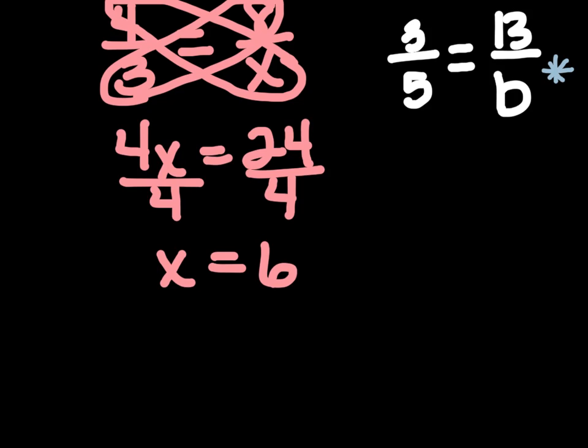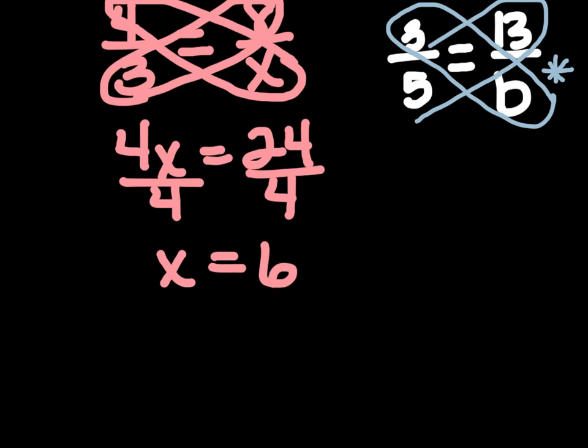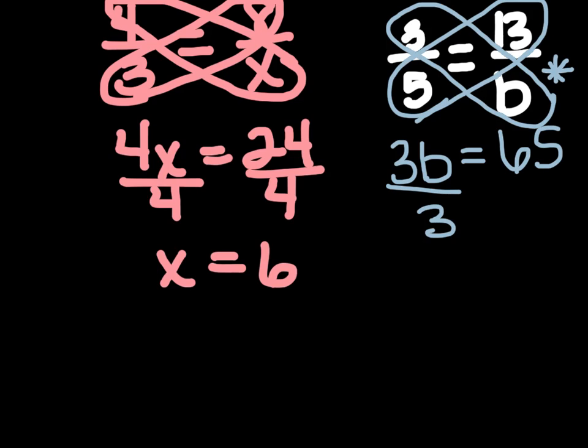Well, if you use the cross products property or the means and extremes, then instead of multiplying both sides by b, you can just use the cross products and set that up as 3b is equal to 13 times 5, which is 65. It saves you a step, and it's a little less confusing.